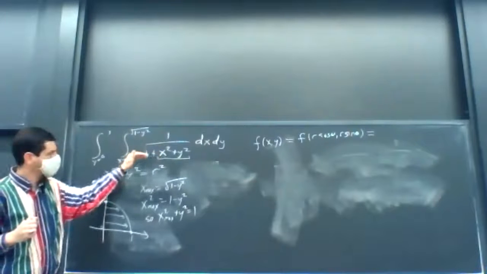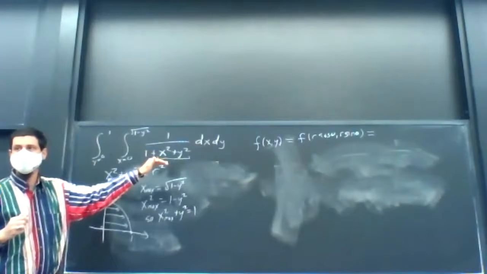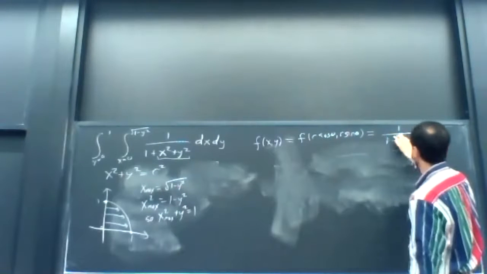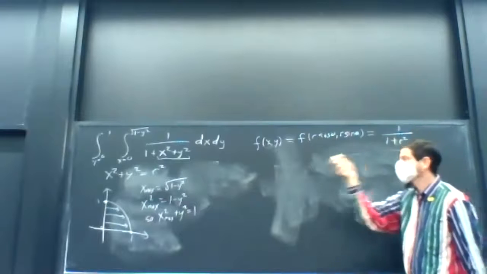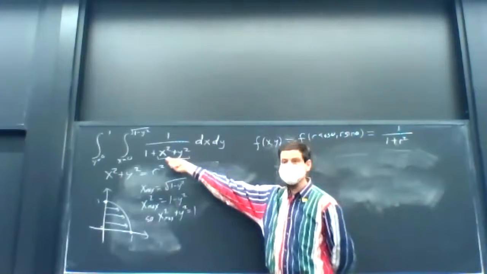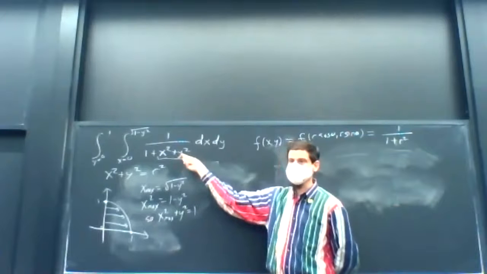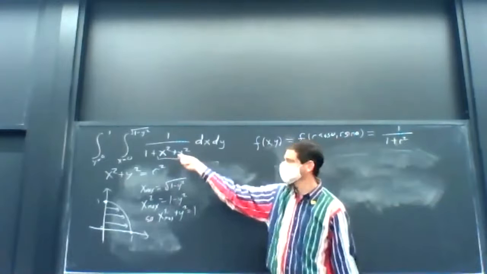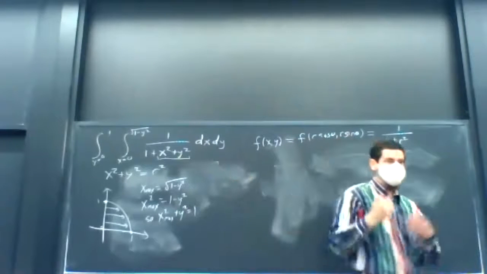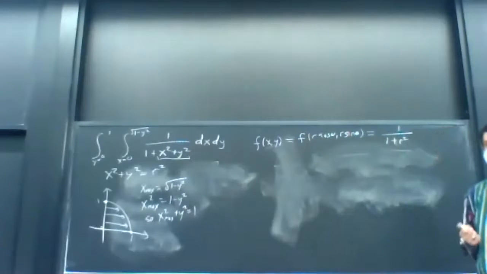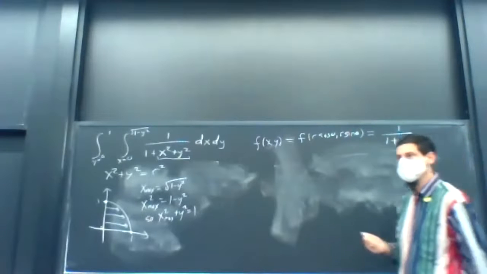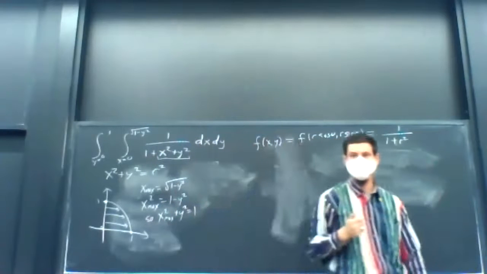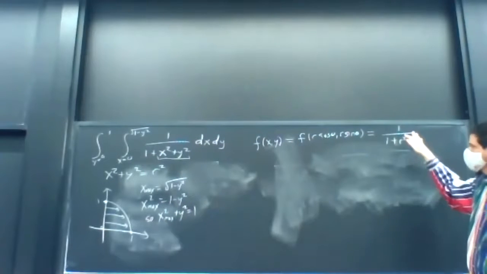1 divided by 1 plus r squared. So all I do is I replace every x with r cosine theta. I replace every y with r sine theta. I could write this as 1 plus r squared cosine squared theta plus r squared sine squared theta, but I know x squared plus y squared is r squared in polar coordinates. So rather than taking the time to write that algebraically, I might as well just write x squared plus y squared is r squared. Are people comfortable with this?